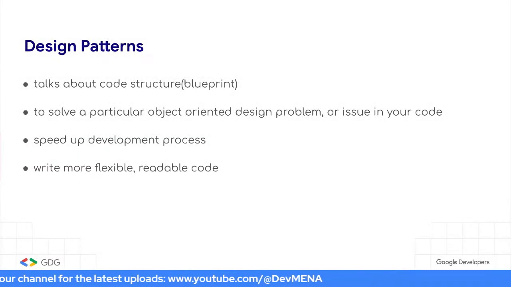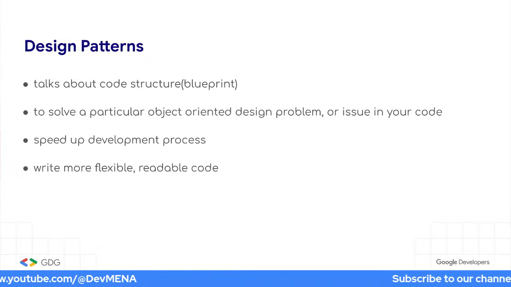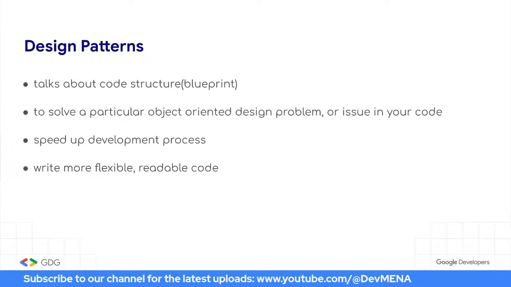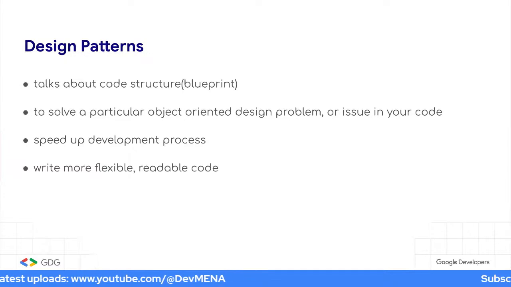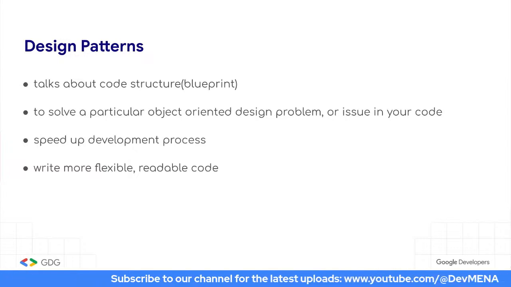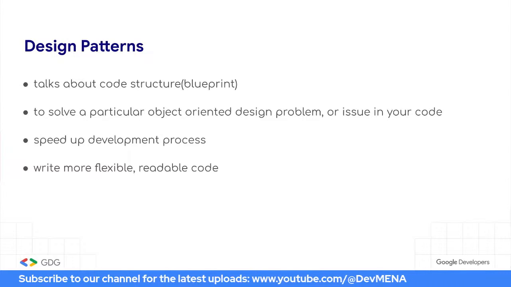And design patterns talk about the code structure. They are basically a set of rules, a set of guidelines that comment on how you can make your code structure more efficient. It solves a particular object oriented design problem or an issue in your code, and also it speeds up the development process because it's efficient.